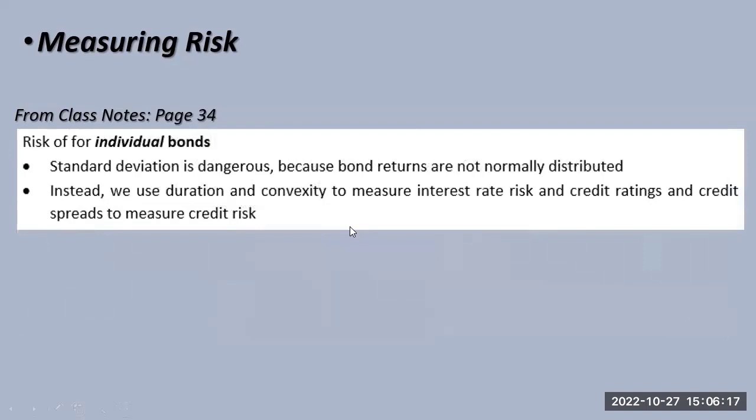For individual bonds, there is no beta. So we look at duration, convexity, credit ratings. Bonds are very different things. When I talk to bond people, they're using a very, very different type of jargon.